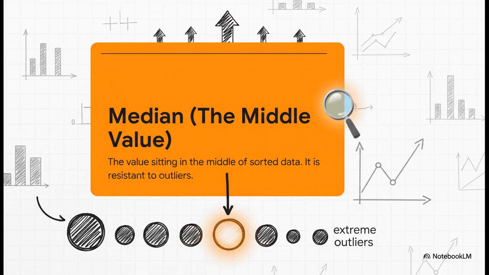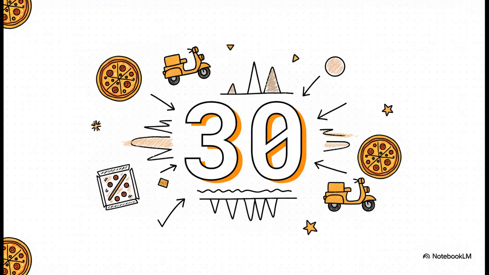This is where our second tool becomes a hero, the median. To find it, you literally just line up your data from smallest to largest and pick the one that's sitting smack dab in the middle. And its superpower? It completely ignores those crazy outliers. So, for our pizza data, 25, 28, 30, 32, 65, the middle number is 30. Now, that feels much more like a typical delivery time. It's a way more reliable clue. We're getting closer to the real story now.